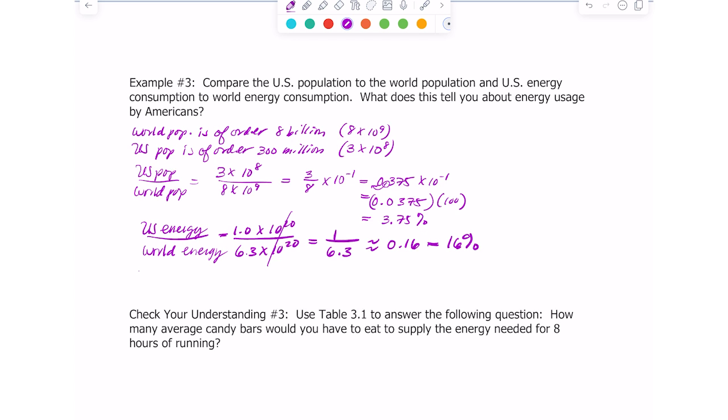So what does this tell me? It tells me that the US uses about 16% of the world's energy, even though it only has 4% of the world's population, right? So Americans use roughly 4 times as much energy per person as the world average.